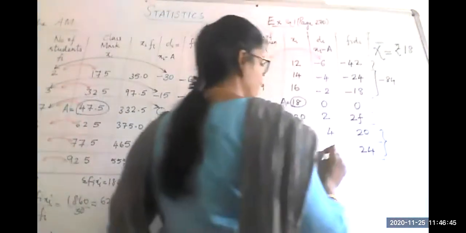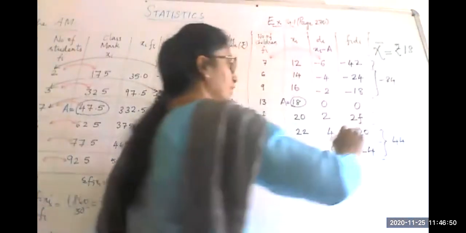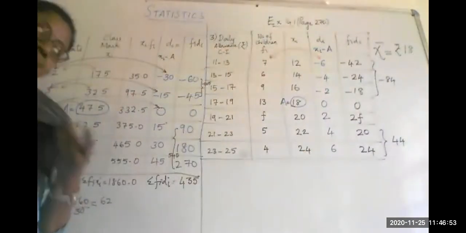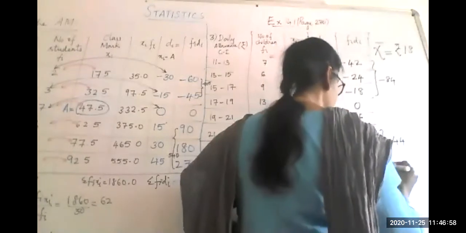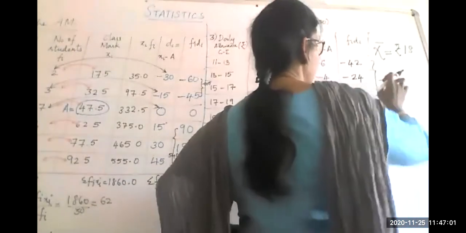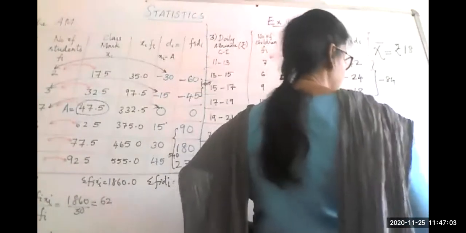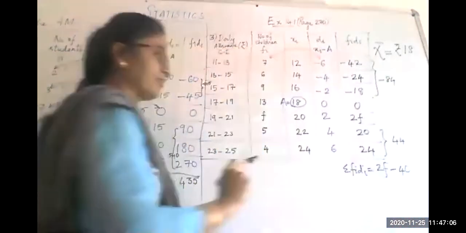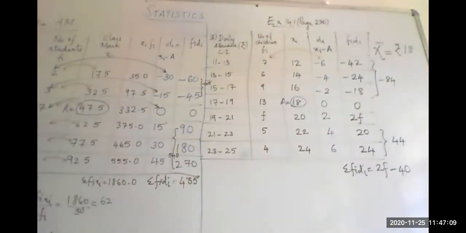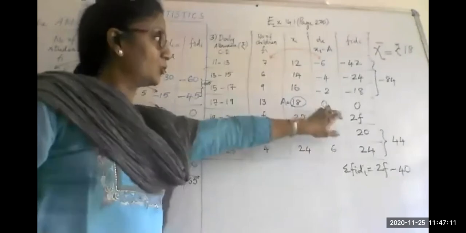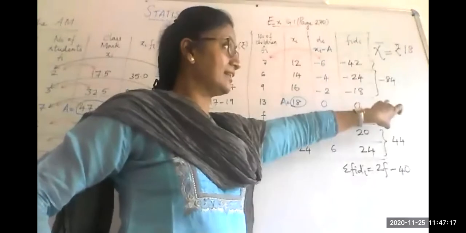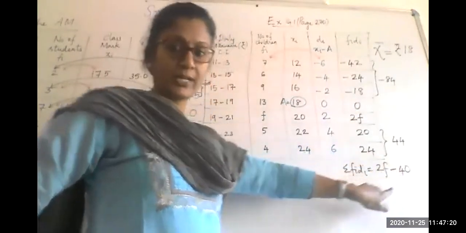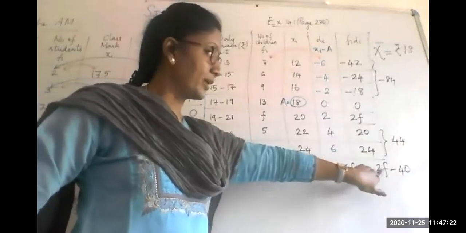This one, positive 20 and positive 24, gives 44 plus 2f. Sigma fi di is equal to 2f as it is, you're taking it. Negative 84 plus positive 44 will be negative 40. So your sigma fi di is 2f minus 40. Got it? 2f I can't add, so I'm keeping it as it is. After the final subtraction of the negative and the positive, I get negative 40. So I have written sigma fi di is 2f minus 40.